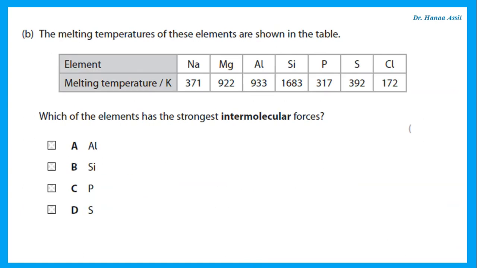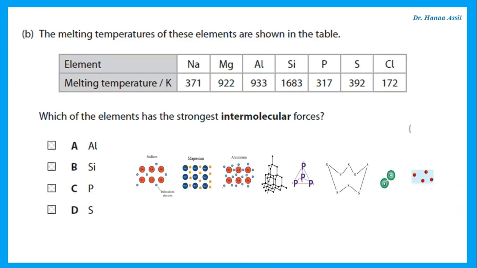Melting temperatures of these elements are shown. Which of the elements has the strongest intermolecular forces? Remember, intermolecular forces means between the molecules, not inside the structure. So if we're looking at sodium, magnesium, aluminium, we know that these are metals with increasing number of delocalized electrons. So stronger attraction between the positive ions and the negative electrons. So the melting temperature of metals group 1, group 2, group 3 are increasing.